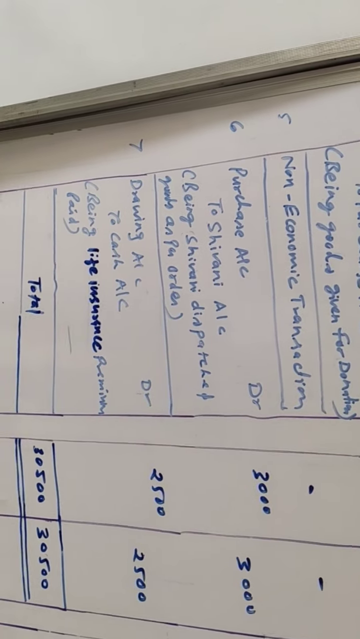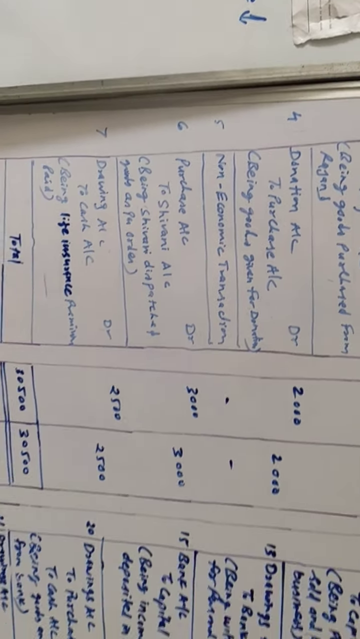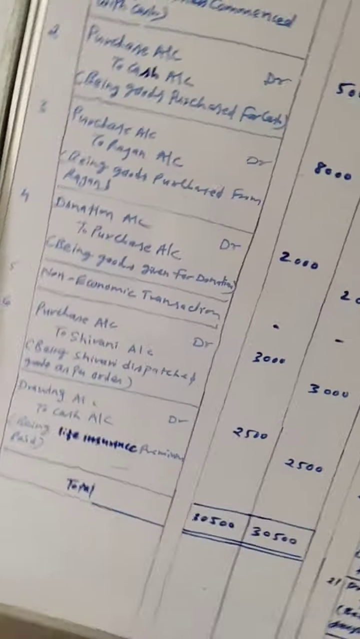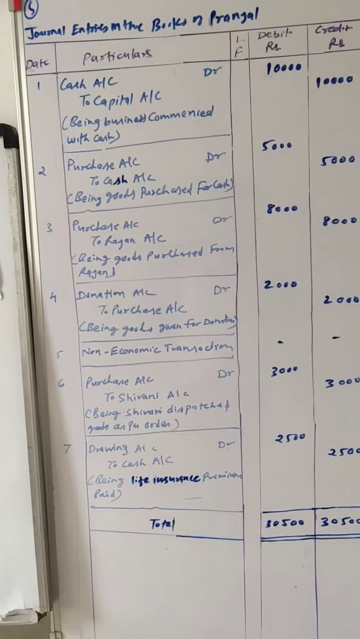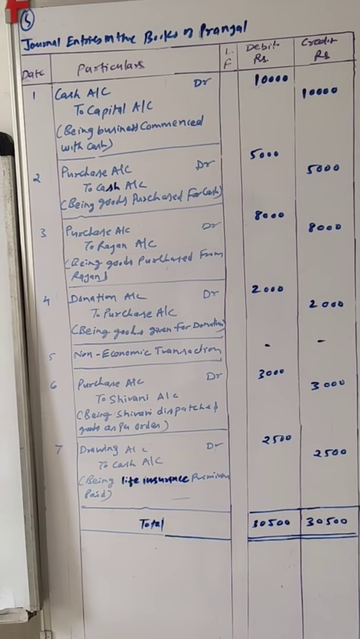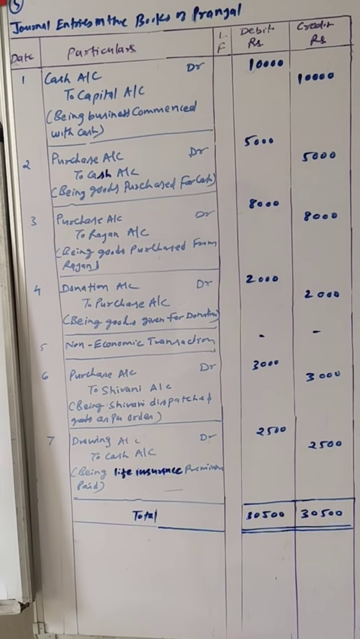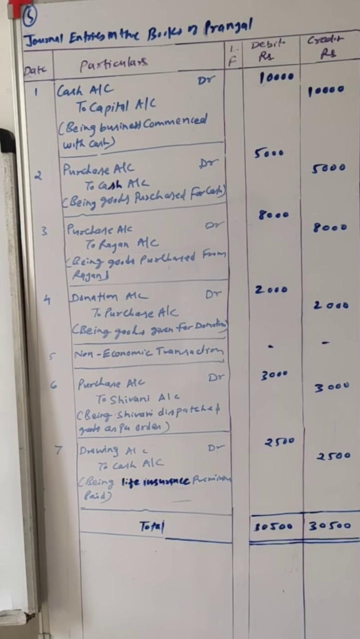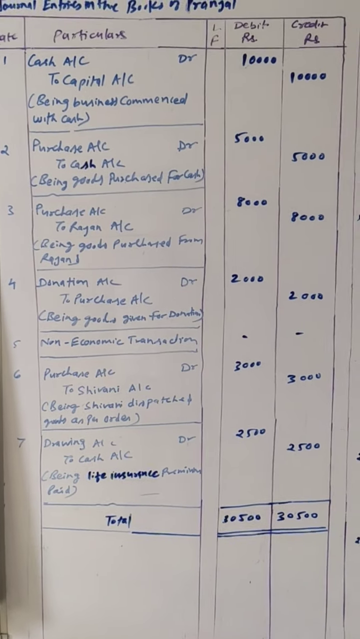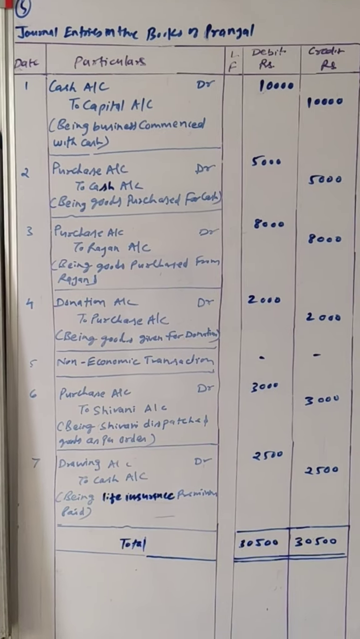Okay, so here our sum is over. Now what we have to do is make a total of both the columns of amount. So here the total of both the columns comes to rupees 30,500. 30,500 in the first column of amount and 30,500 in the second column of amount, and this is our final sum.